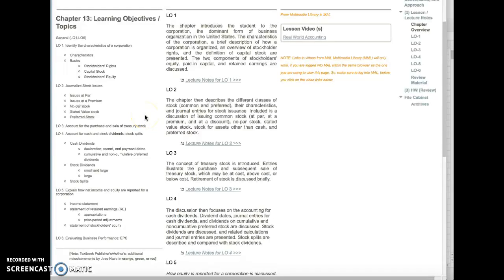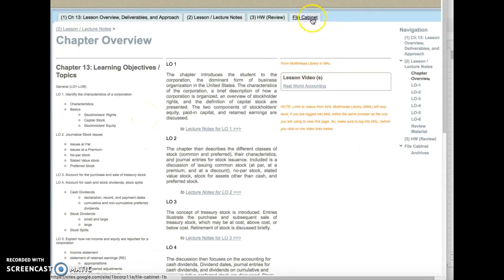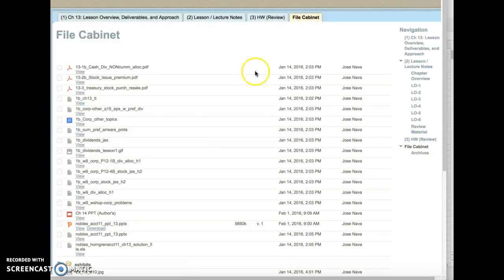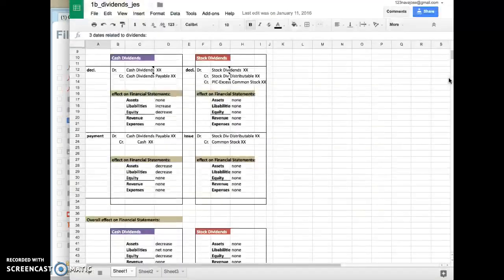The one area I want to take you to is the file cabinet, because I have a few handouts that I think are going to be helpful. You will see that, especially this one, 1b chapter 13, this one on dividends, JEs, and then I believe this workshop one here will help you with some of the detail in terms of getting the accounting right.